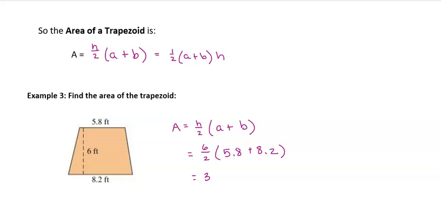And 5.8 plus 8.2 is 14. And when you multiply those together, you get 42. And don't forget to put the unit on it. So go back and look. It's feet, and it's an area, so it's feet squared.